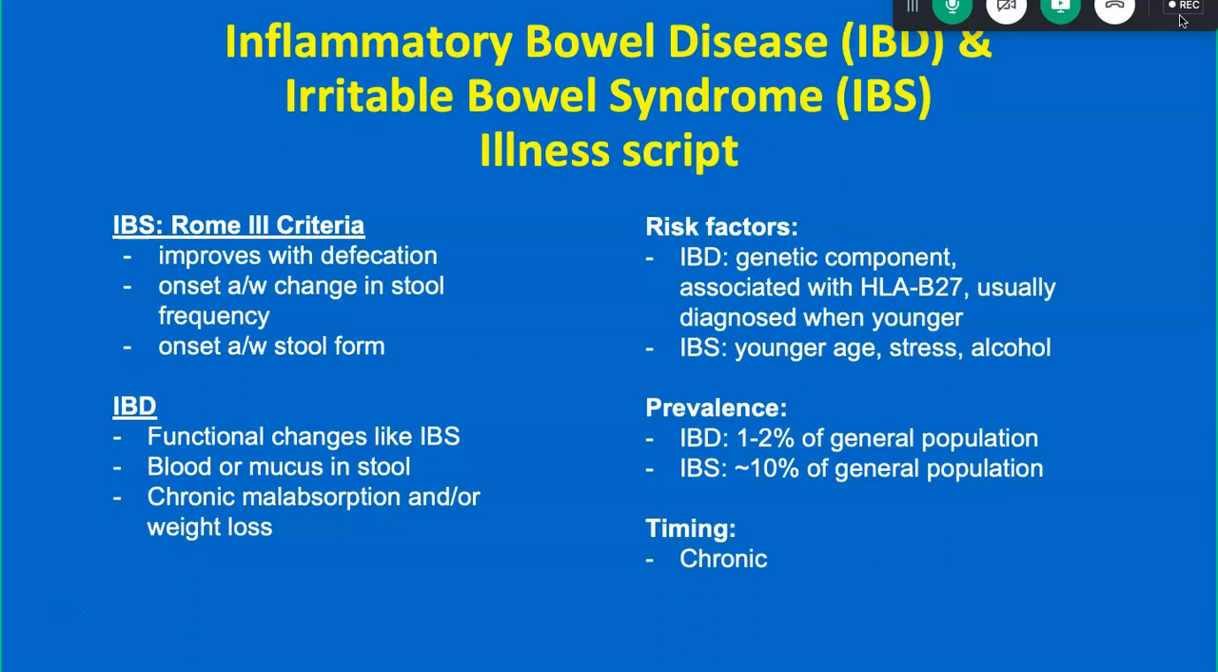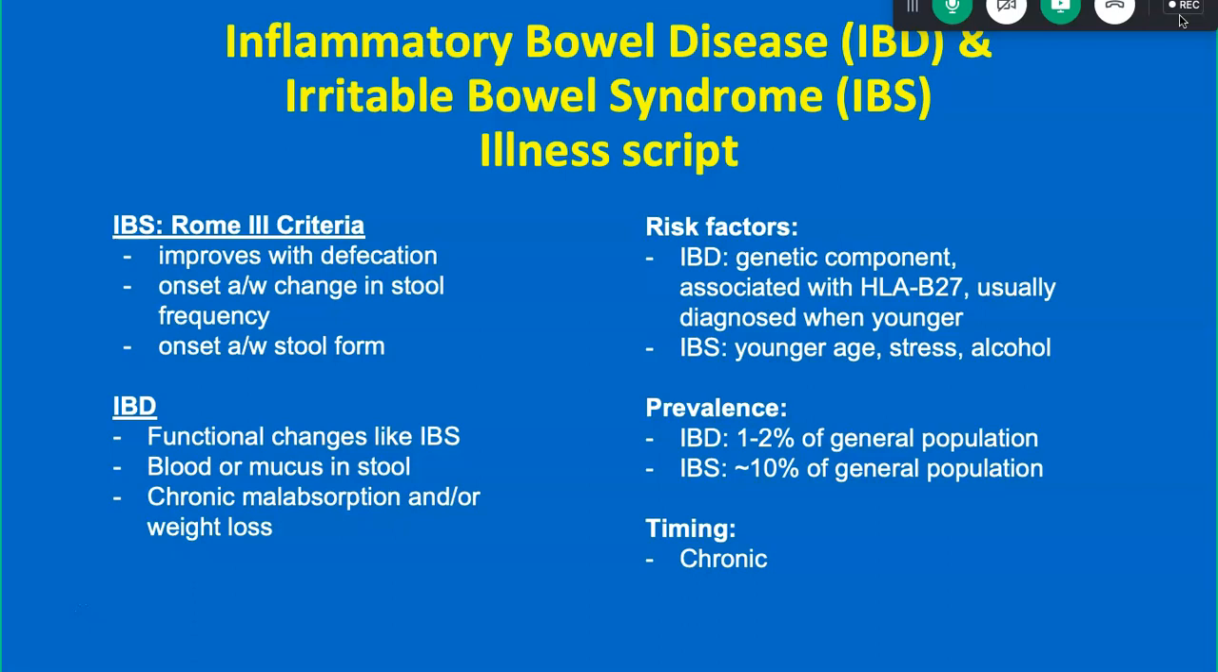Next is IBD and IBS. These are similar but distinct diseases. For the qualities of IBS, you can look at the Rome 3 criteria. A patient who hits these criteria can be diagnosed with IBS. The first is that the pain improves with defecation. Second is that the onset of the pain is associated with some kind of change in the stool frequency. It can be more or less frequent. And the pain is also associated with a change in stool form, so either more firm or more liquid.